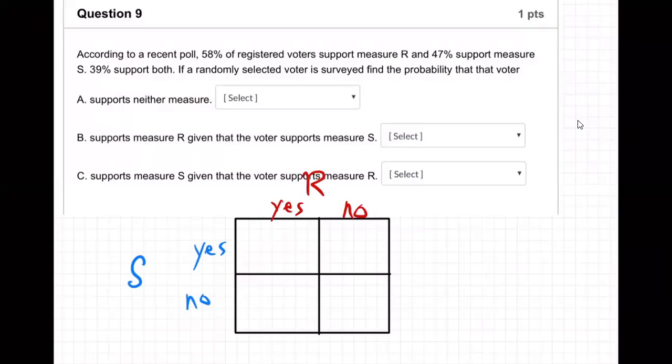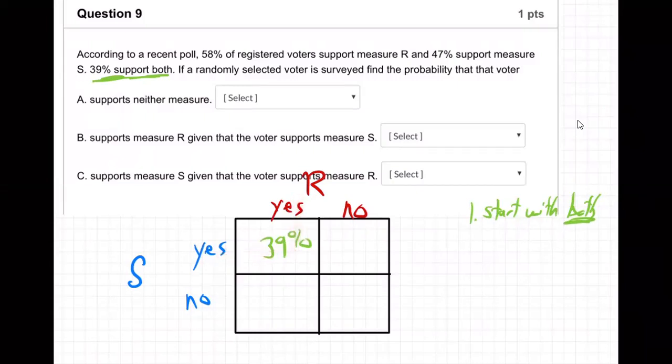Okay, remember how we do this. So number 1, if you look at the notes, it says start with the both section. Start with the both. What does it say? 39% support both. So that's going to go right here, because that's a yes and yes. They're yes on both.